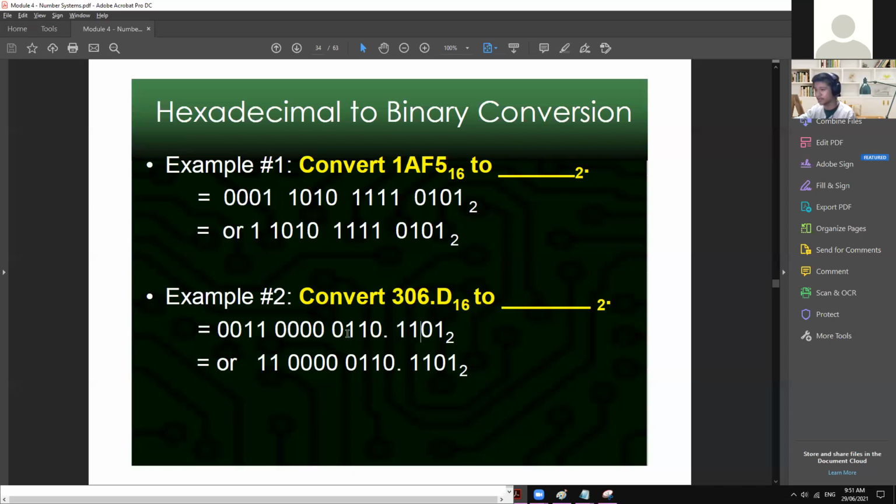So 6 is 4 plus 2, so 0110. And then 0 is, of course, just 0. And then 3 is 0011. Then again, you can remove this other 0s for you to have this shorter answer. Then wherever the decimal is, just put it right here to represent that this is the whole number and this is the fraction number.